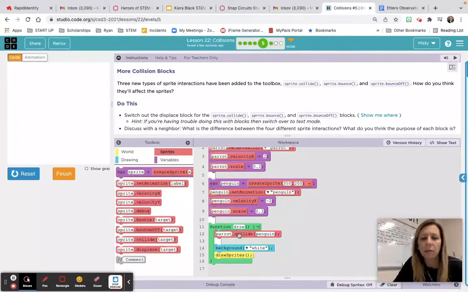This collide block, if the target is not moving, if the penguin was sitting still, then if the parrot hit it, the parrot would not be able to move the penguin. In fact, it would block it. So a lot of times in video games, if there's walls or things like that, we use the collide block to block things, to keep things from moving past.